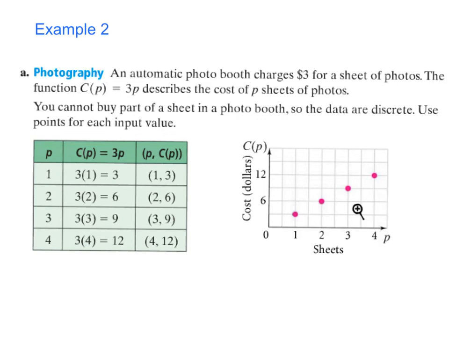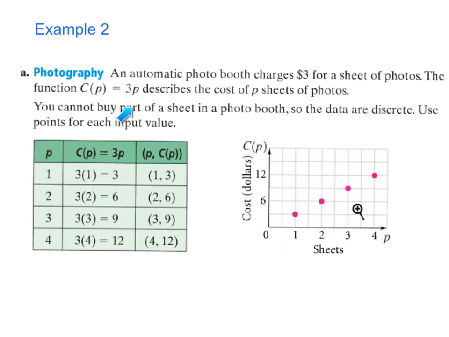So in this example, I want you to determine whether the function rule models discrete or continuous data. I've already drawn the graphs for you, but let's look at it. A photography question. An automatic photo booth charges $3 for a sheet of photos. The function C of P equals 3P describes the cost of P sheets. So as you can see here, here's a table. One sheet is going to cost $3, 2 sheets is going to cost $6, 3 sheets is going to cost $9, and so on. Notice that if you have 0 sheets, you'd have 0, but 1 sheet costs $3, 2 sheets cost $6, and so on.